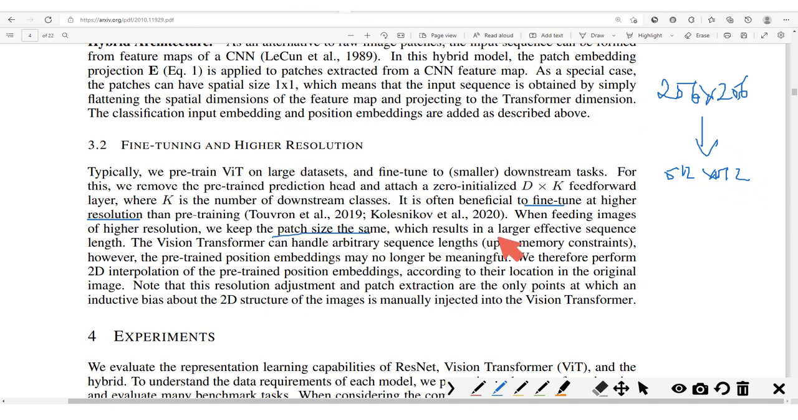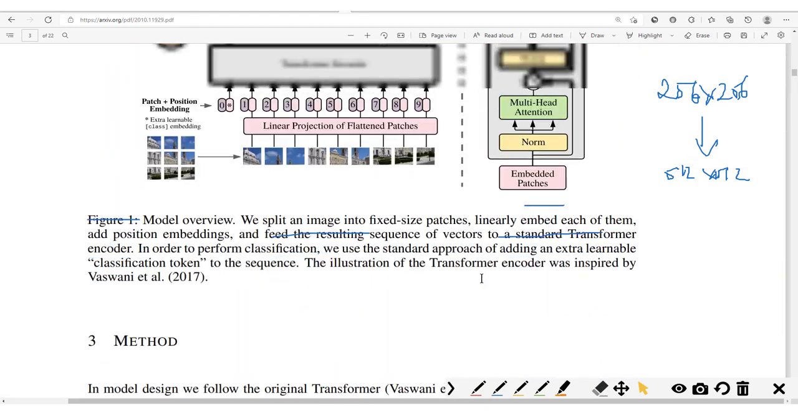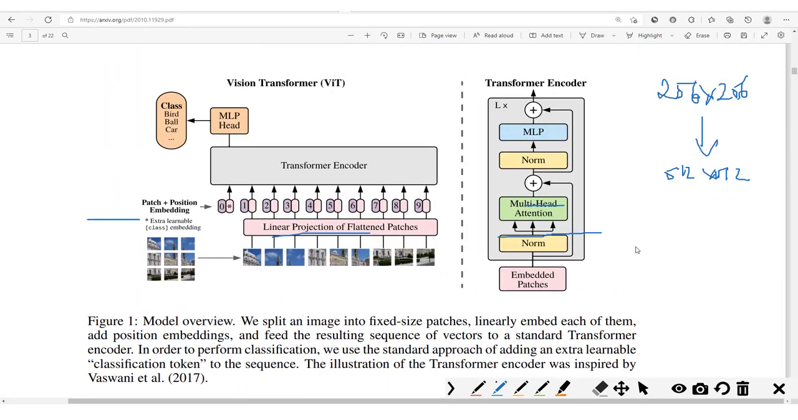And then since they keep the patch size the same, this results in a larger effective sequence length. Now let's visualize this statement. Here we have this input, which is say 48 by 48, and when we break this up into three parts, we have 16, 16, 16 in each direction. So we have 16 by 16 patches.